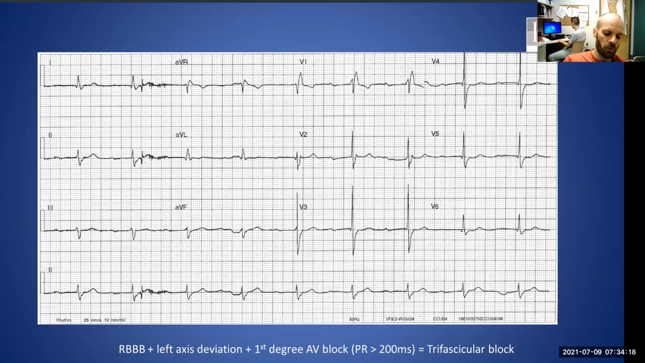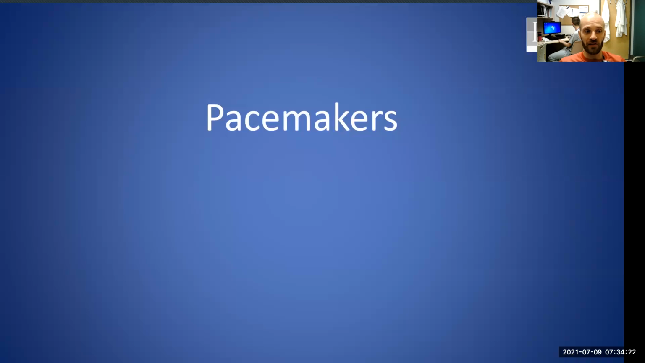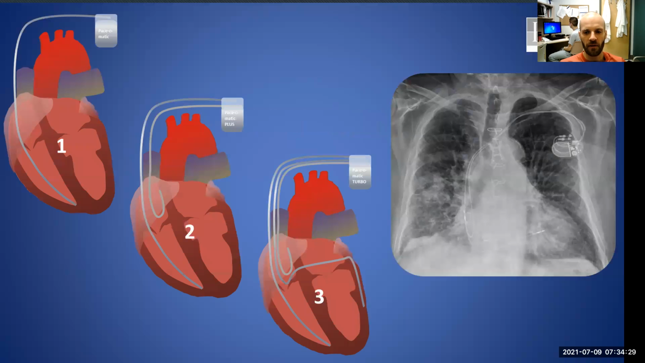The next thing that is going to be important for you guys to know about is what we do when we've got damage to these conducting systems and what it looks like when we're doing something about it, when we're looking at pacemakers. So pacemakers are a little box that often sits under the left shoulder with a wire, 1, 2, or 3 wires that lead through the veins down to the heart. This is what it looks like on a chest X-ray. Box by the shoulder, wires coming down to the heart.